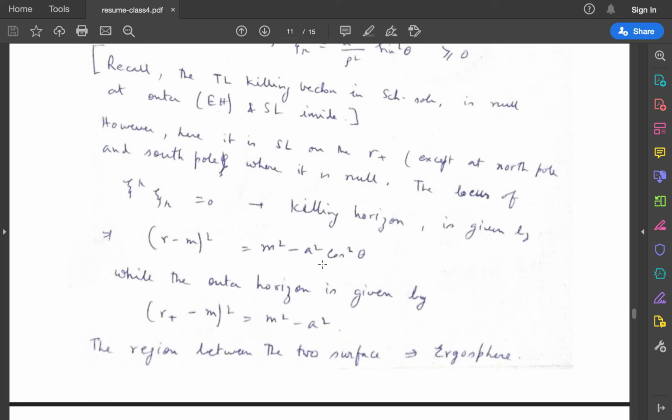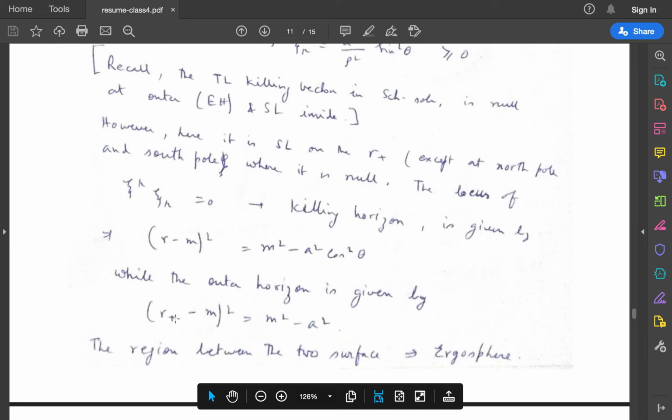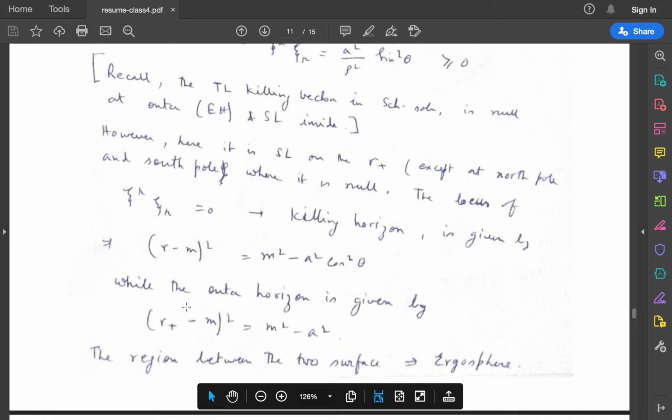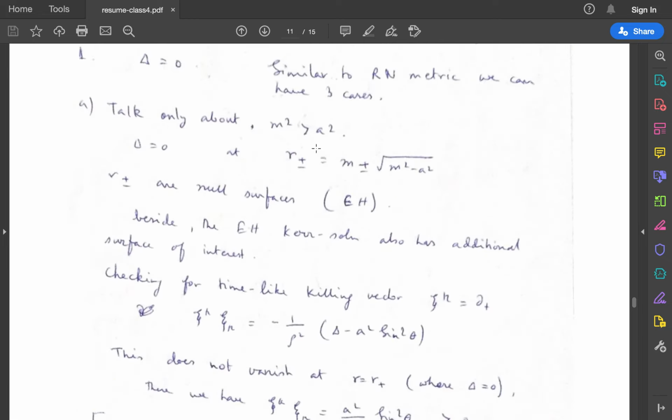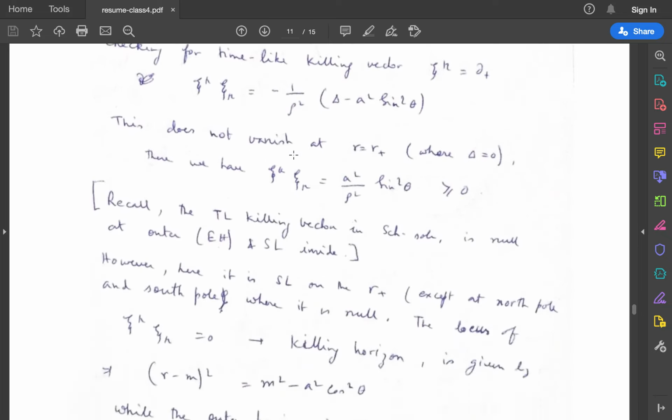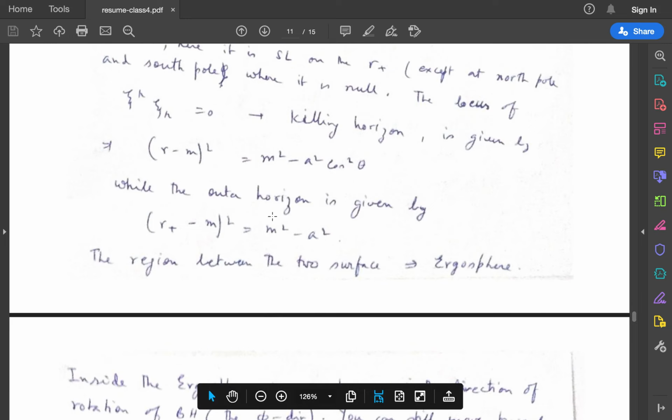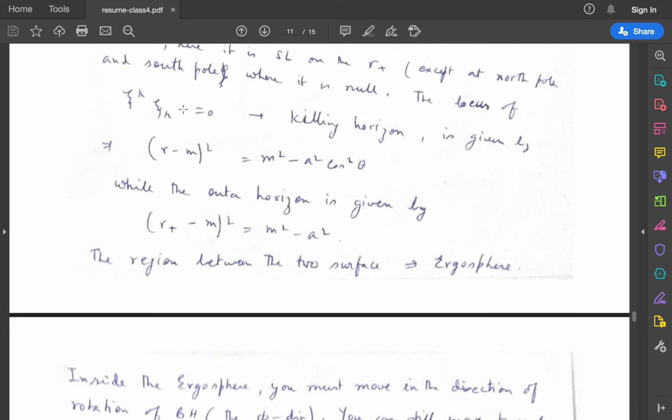So we have two solutions, both for r plus and r minus. The outer one is given by r minus m whole square equal to m square minus a square. This is a Killing horizon, so there are two surfaces. Let us take the positive one and name it s plus, the outermost Killing horizon. The region between these two surfaces, the event horizon and the Killing horizon, is known as the ergosphere.